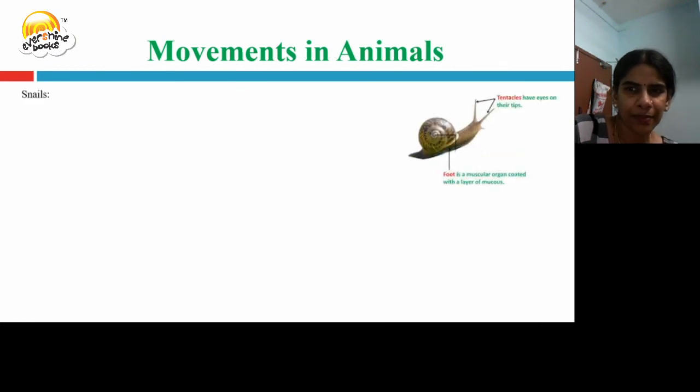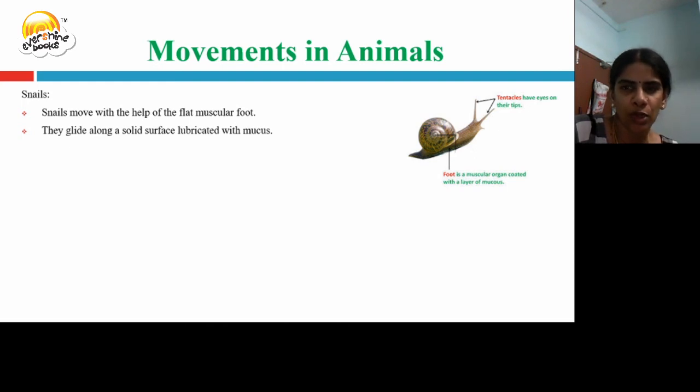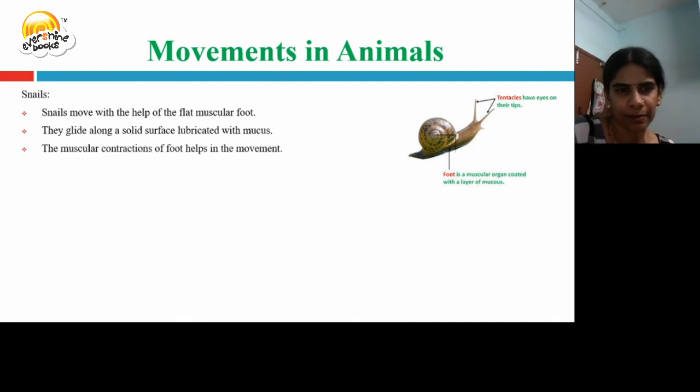Snails. Snails move with the help of a flat, muscular foot. They glide along a solid surface lubricated with mucus. That is, the foot has a layer of mucus. It keeps secreting the mucus so that snails can glide onto the solid surface. The muscular contractions of the foot help in the movement.